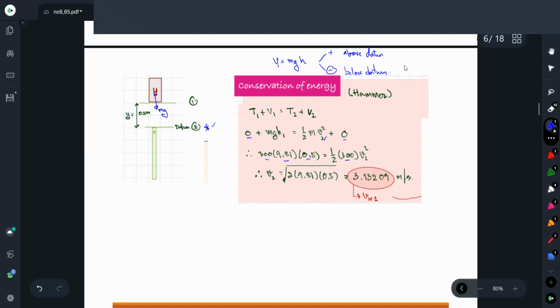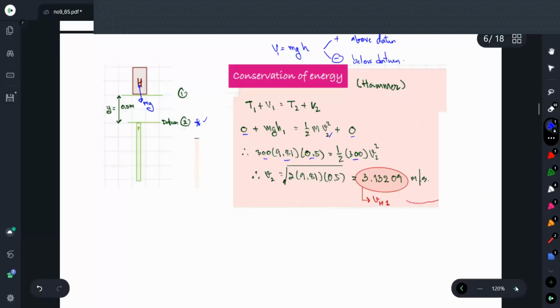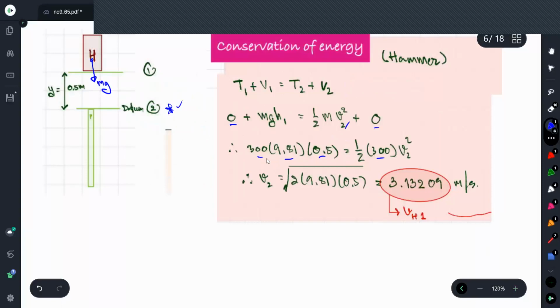And this is the weight of the hammer. Sorry, the weight of the hammer is 300. Sorry, my eyes may be bad now. Okay, so it's 800 kilograms for the pile. Okay, the mass of the hammer is 300 kilograms.